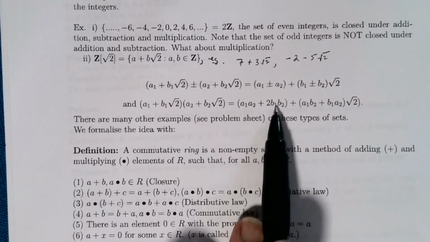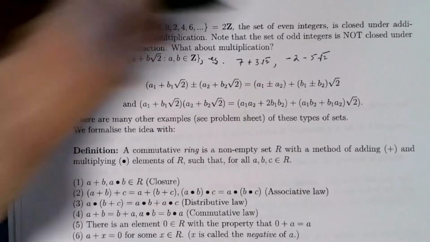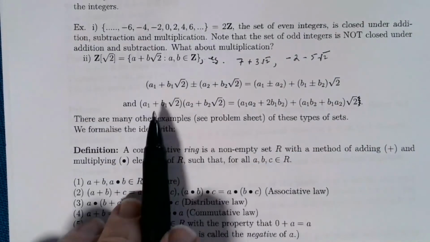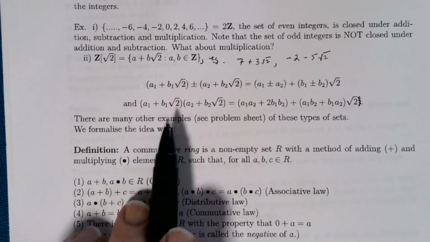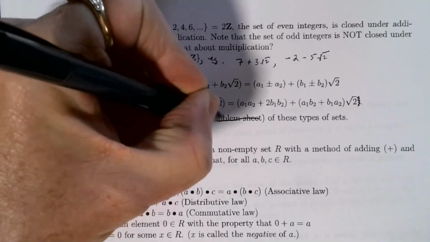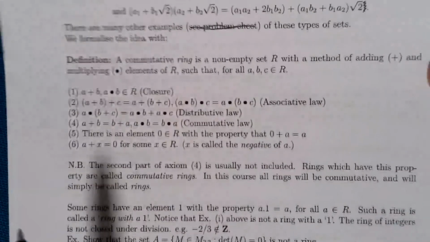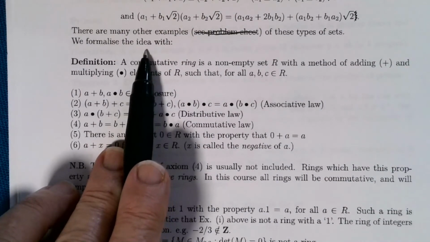So you get something plus something times root 2, and that means that there's an extra bracket there we don't need. So that means this set is closed under multiplication. Now there are many other examples. We haven't got a problem sheet here. There are many other examples of sets of this type. But I'm going to formalise this idea by defining a commutative ring.